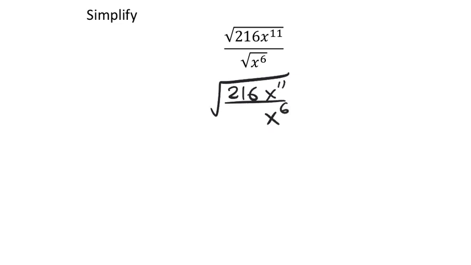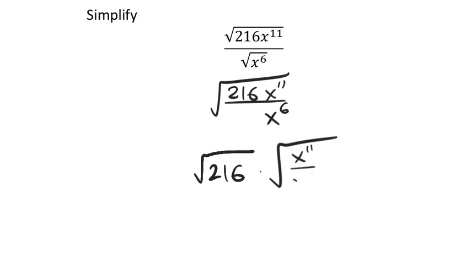Now, I actually purposely put this x to the power of 6 beneath the x to the power of 11 because those are the values we're going to work with. Okay, now let's go ahead and separate these two, though. So you got square root of 216 times the square root of x to the power of 11 over x to the power of 6. Now, it doesn't matter which one you start with. I like to start with the numbers. And why am I doing 216 right here? Because I think it can be simplified.